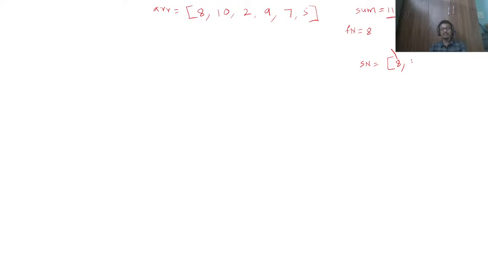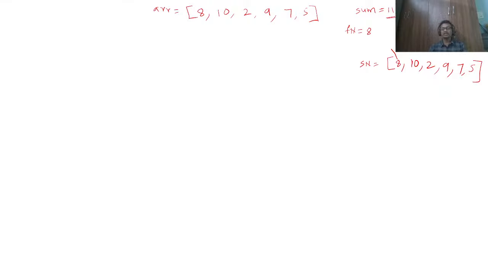No. Then I'll go to the next number. 8 plus 10 is equal to 11? No. 8 plus 2 is equal to 11? No. 8 plus 9 is equal to 11? No. 8 plus 7 is equal to 11? No. 8 plus 5 equal to 11? No. So that means with the first number you cannot form a pair whose sum is equal to 11.